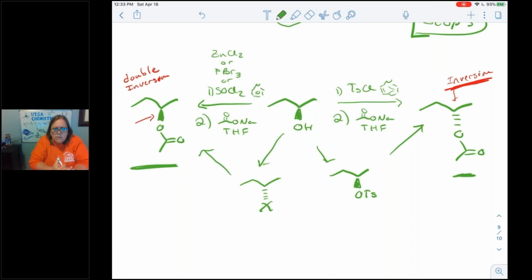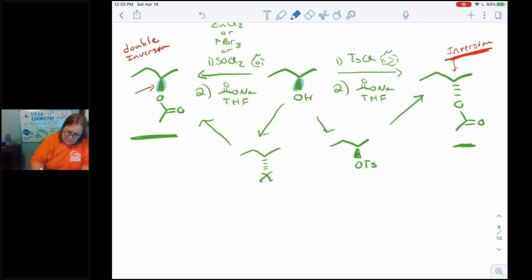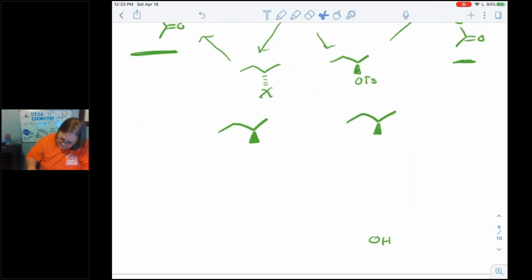How did you know double inversion? How did I know it was a double inversion? Because I know, here's the deal. I can't do this, right? I can't form this intermediate species here because why? Like I can't just do this. I can't just take my oxygen. Oops. Come on. I can't just take off my OH. In other words, we cannot just remove this and leave the bond there.